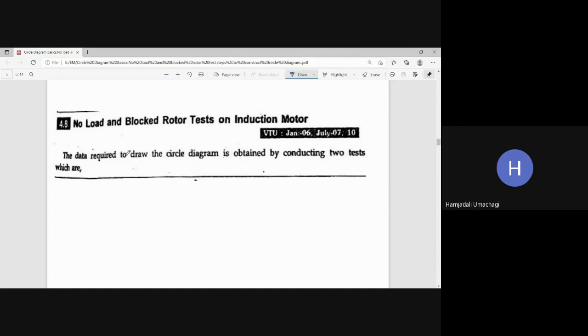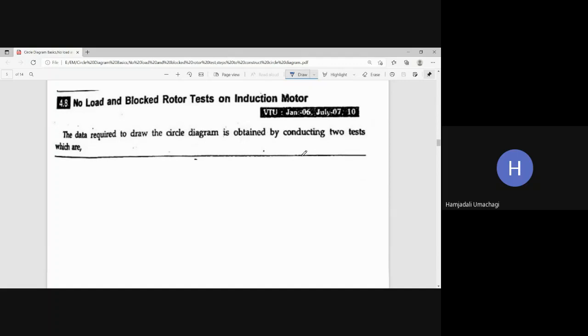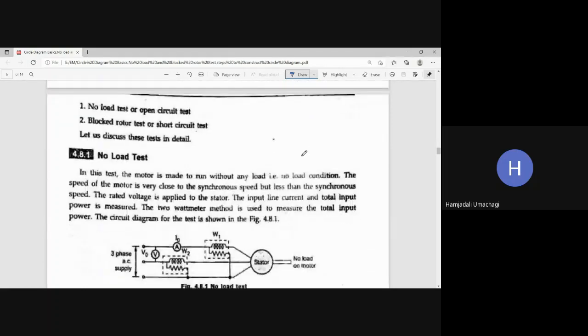The data required to draw the circle diagram is obtained by two tests, which are first one no load test or the open circuit test, second one block rotor test or short circuit test. Okay, now let us see the in detail description for no load and block rotor test. Coming to the first one, this is no load test.